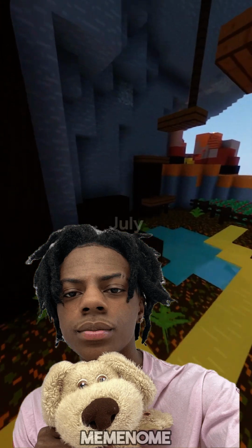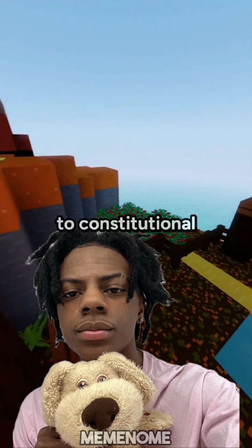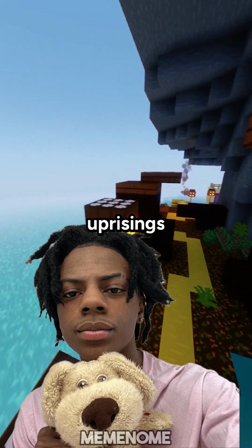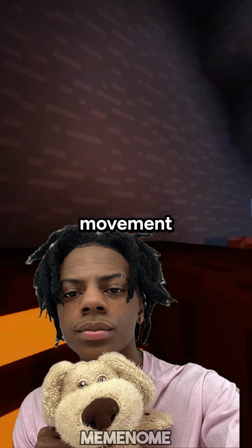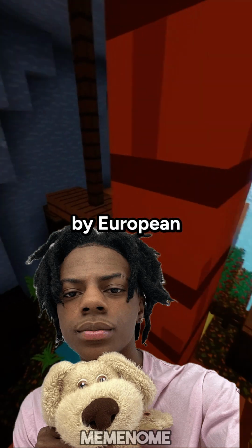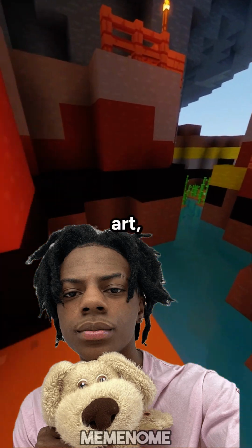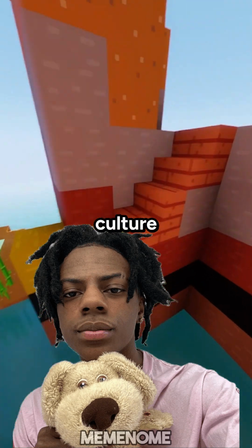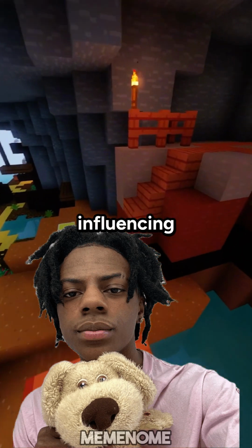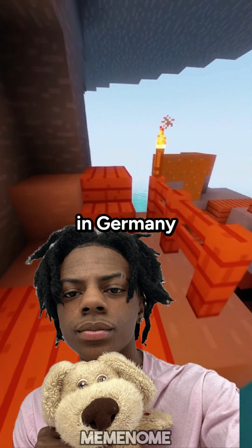The 1830 July Revolution in France led to constitutional monarchy, inspiring uprisings like the Belgian independence movement and the Greek War of Independence, supported by European sympathizers and artists. Romanticism fostered nationalist sentiment through art, poetry, and the promotion of folk culture as the true spirit of nations, influencing nation-building projects like those in Germany and Poland.